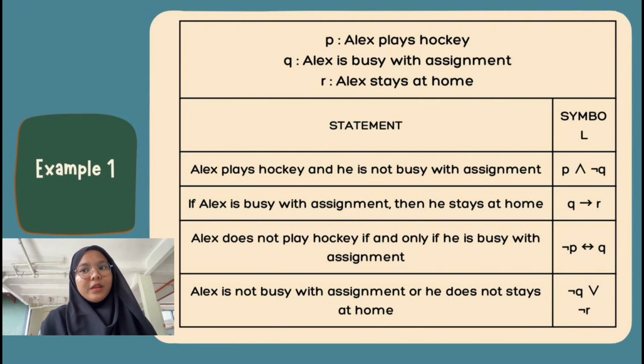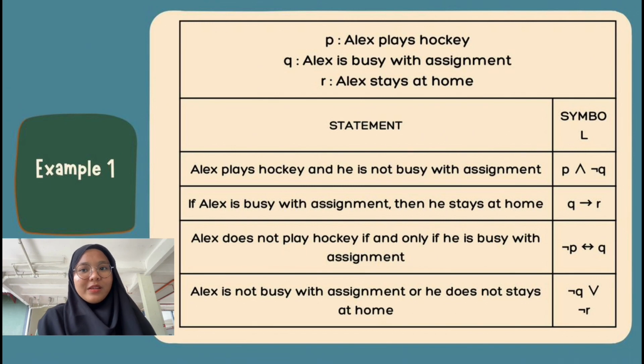The first statement, Alex plays hockey and he is not busy with assignment. The symbol is P and not Q. The second one, if Alex is busy with assignment, then he stays at home. The symbol will be Q, then R.